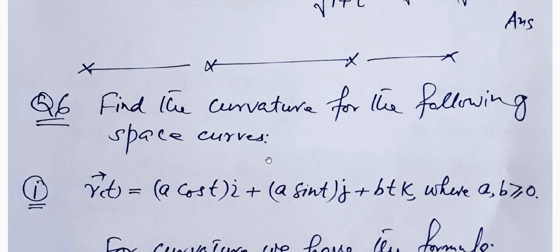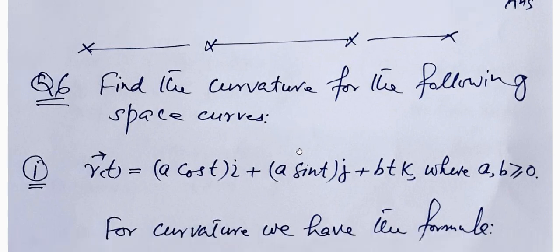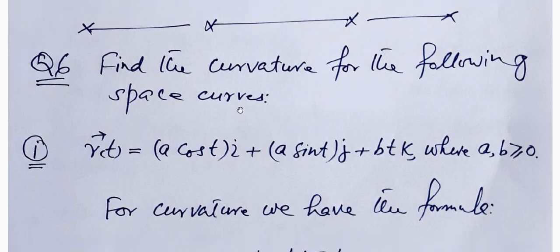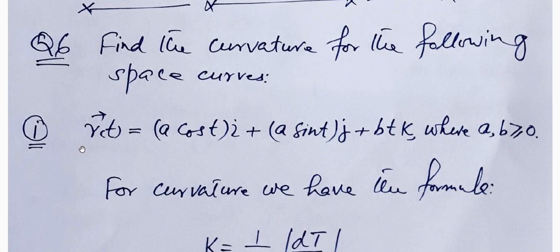Now for today the new topic is curvature. So I will move straight to the question. It is question number 6 in practice problem sheet number 3. The question is: find the curvature for the following space curve. I am solving the first part, and the rest will be your homework. The position vector r(t) is given as a cosine t i plus a sine t j plus b t k, where a and b are any real numbers greater than 0.